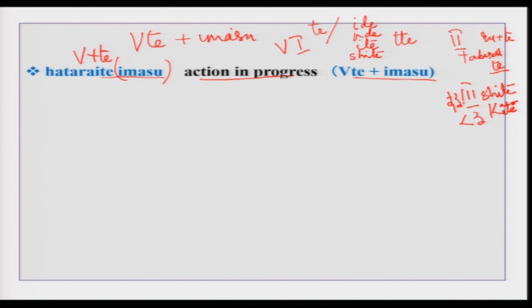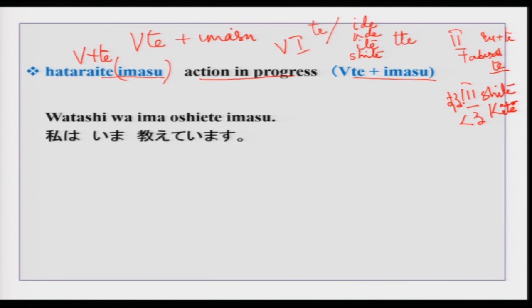You can see the examples now. Watashi wa ima oshiete imasu. What am I doing now? I am teaching. So, I am in this action over here of teaching, watashi wa ima oshiete imasu. This is a group 2 verb, oshieru.